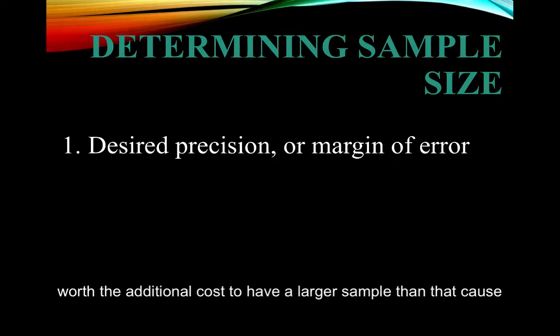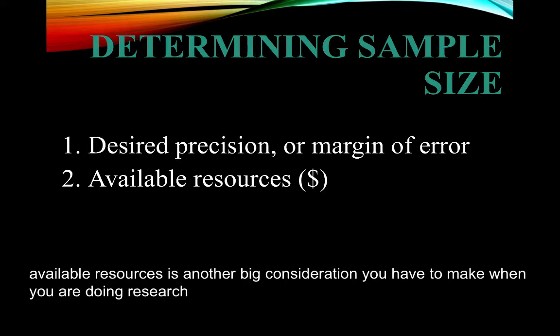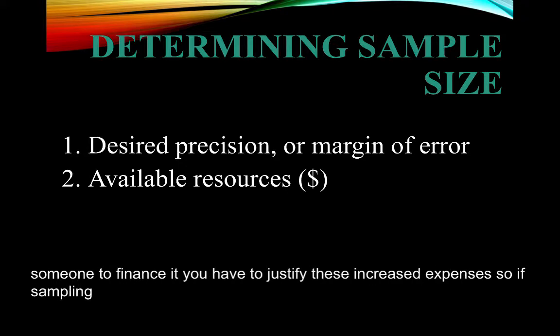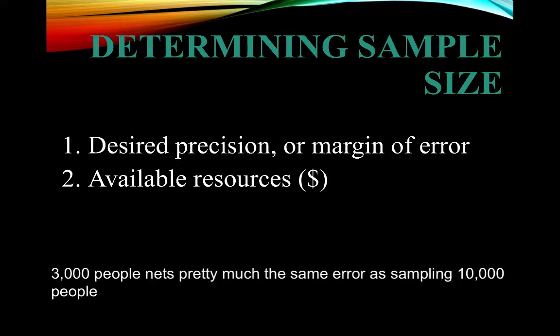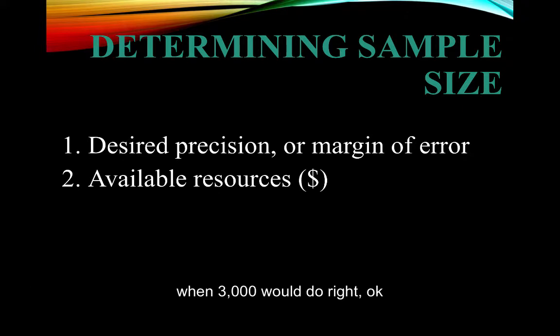So it's really not worth the additional cost to have a larger sample than that, because available resources is another big consideration you have to make when doing research. Money and time have to be considered because research isn't free. Getting someone to finance it, you need to justify these increased expenses. So if sampling 3,000 people nets pretty much the same error as sampling 10,000 people, then how are you going to justify that you need to sample 10,000 people when 3,000 would do, right?